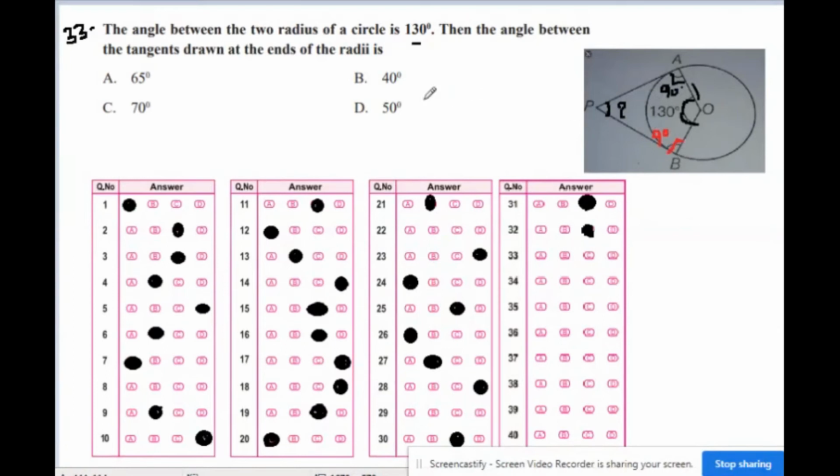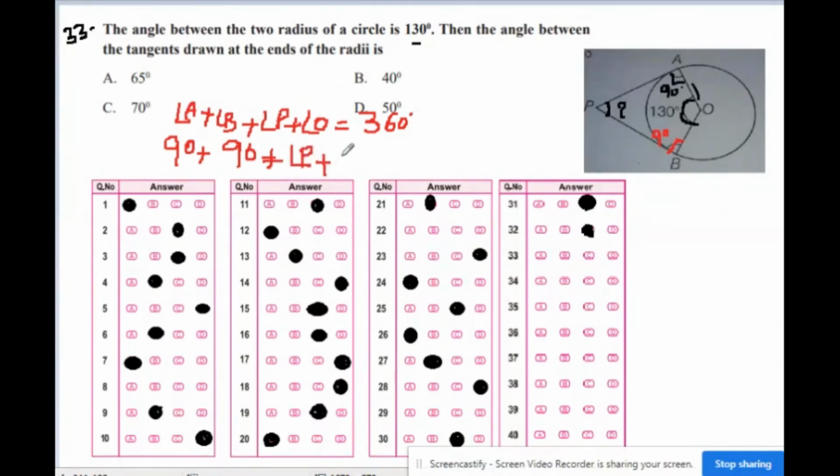The reason is radius and tangents are perpendicular to each other. So based on the angle sum of a quadrilateral, angle A plus angle B plus angle P plus angle O should be equal to 360 degrees. Angle A is 90 degrees. You know the reason. Angle B will also be 90 degrees. Already we discussed the reason. But we don't know angle P. I'm writing it as it is. Angle O is mentioned in the question as 130 degrees. 90 plus 90 plus 130: 180, 280, 310. This implies angle P is equal to 360 minus 310, which gives you 50 degrees. So the correct option for this question is 50.